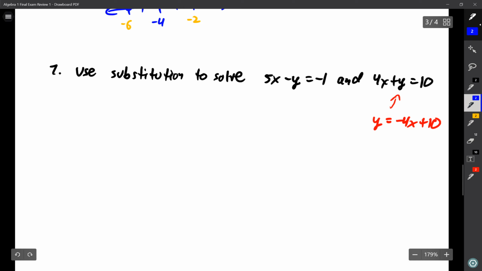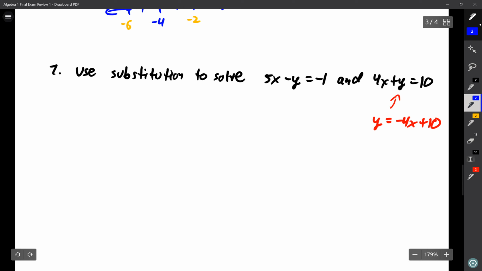So I'm going to have 5x minus, now what am I plugging in for y? -4x plus 10 equals -1. Okay, that's my substitution. I took what y equals. In this case, we're using what y equals. Again, you can use what x equals. In this case, I took what y equals in one equation and I plugged it in for y in the other equation. I substituted it in.